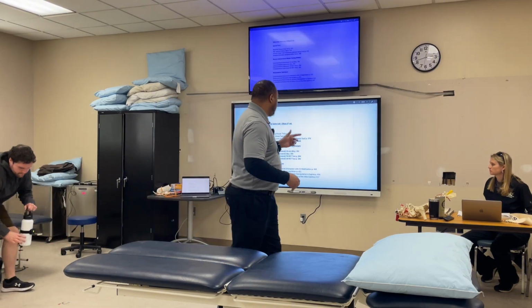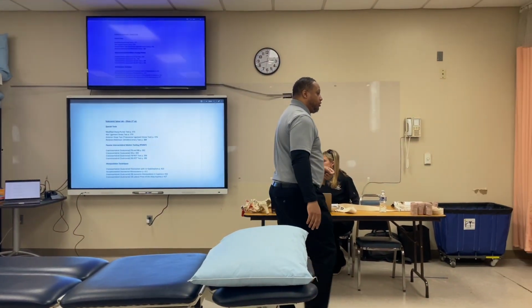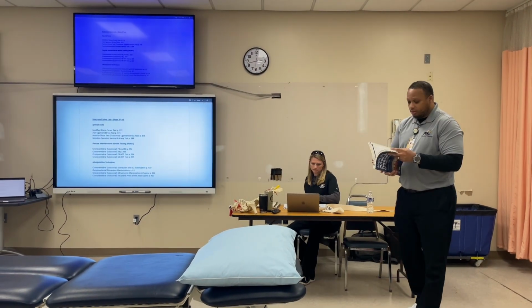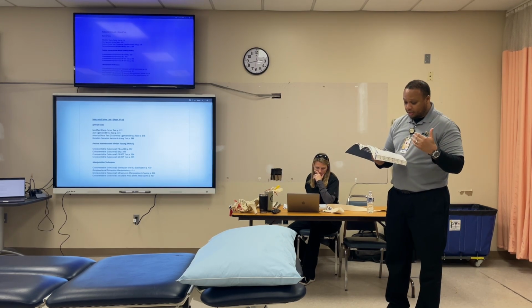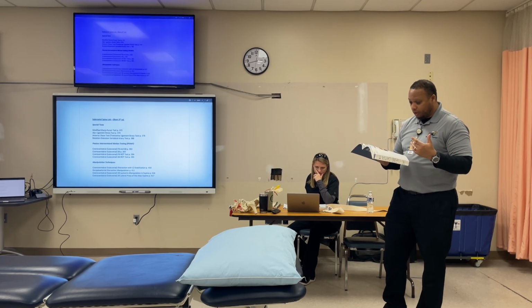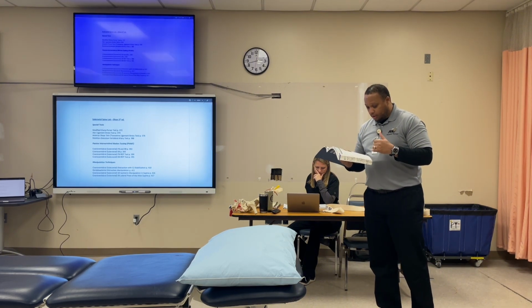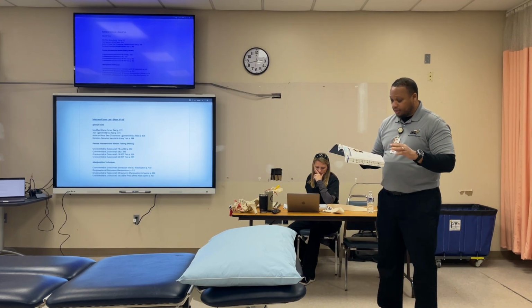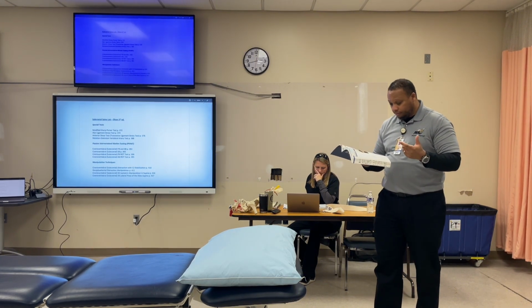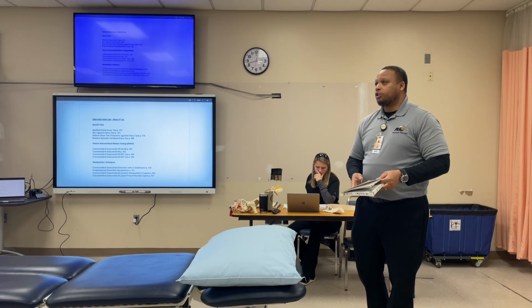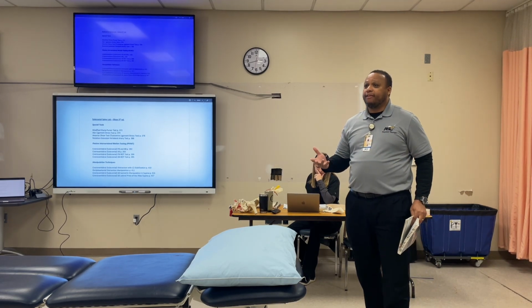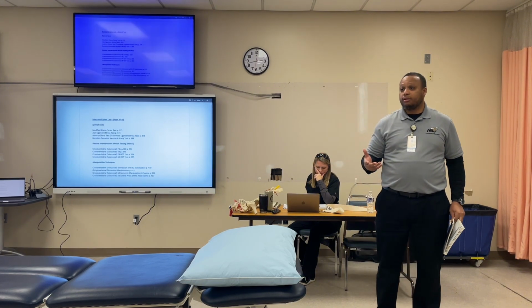So first we're gonna go to page 372. So go to page 372. It explains the Sharp-Purser test, and this is the modified version of the Sharp-Purser test. So the Sharp-Purser test is going to be used to detect atlantoaxial instability. So when might a person have atlantoaxial instability?